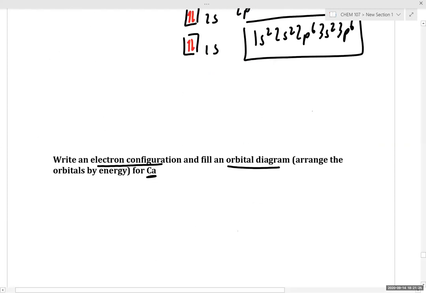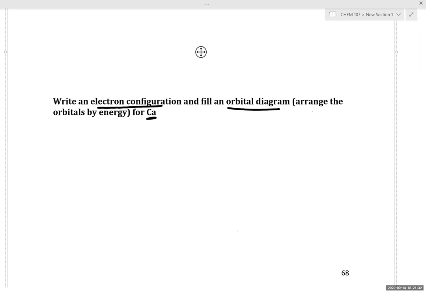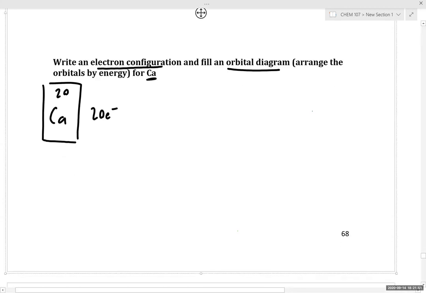Okay, so let's look at calcium. Let's look at calcium and let's try to write an electron configuration. So for calcium, what is calcium's atomic number? How many electrons does calcium have? 20. 20, yep. Okay, so we have 20 electrons to work with. So now let's write out our blank orbital box diagram.